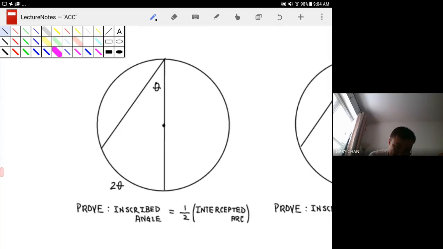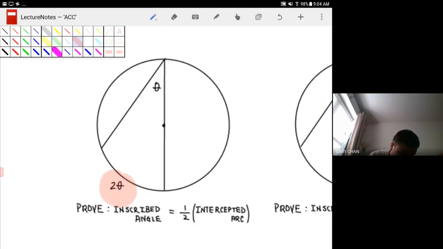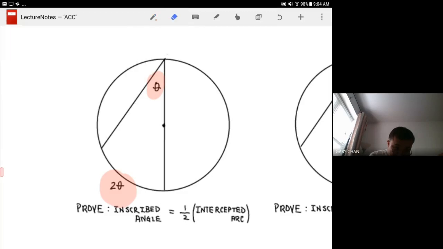I want you to go through and explain why the relationship between this angle here is half of that of the intercepted arc. Or another way of thinking about it, why is this intercepted arc here double that of the inscribed angle? Okay, so that's the question.